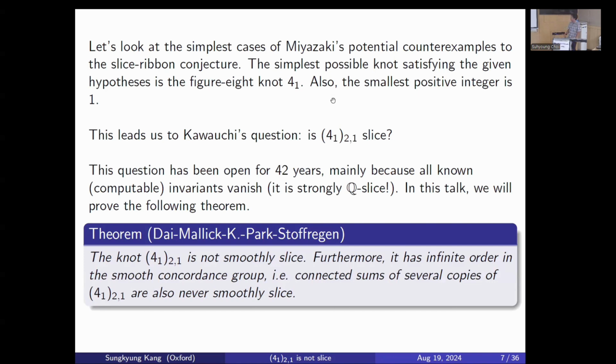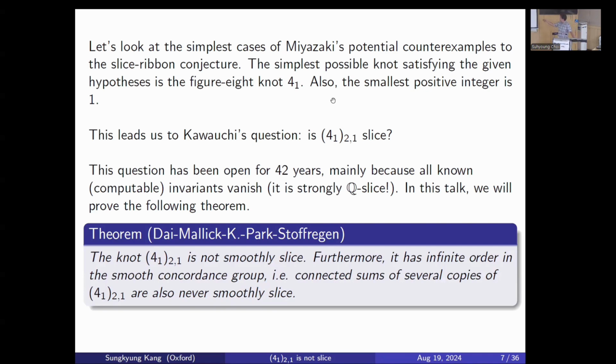This is mainly because all known computable invariants vanish. The reason is that it is algebraically slice, and it's also rationally slice. Algebraically slice means almost all algebraic invariants vanish. Rationally slice means almost all known smooth invariants vanish. The s invariant from Khovanov homology also vanishes.